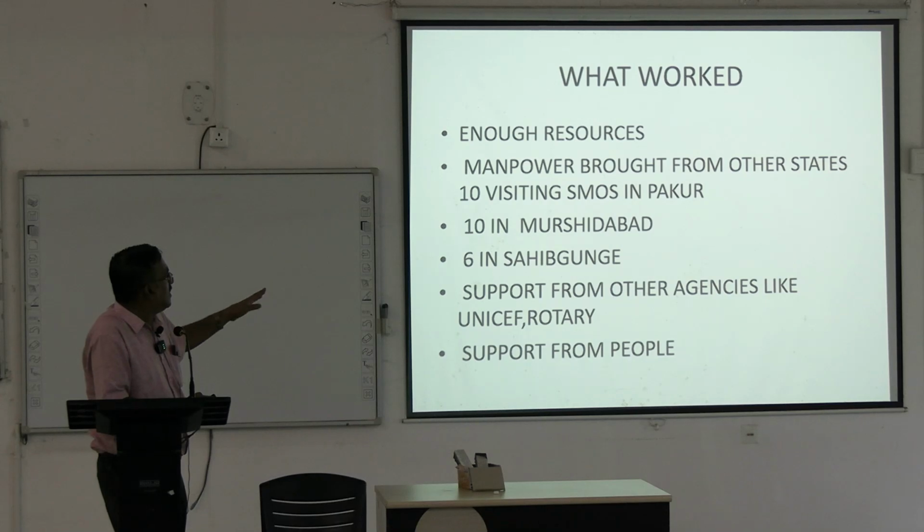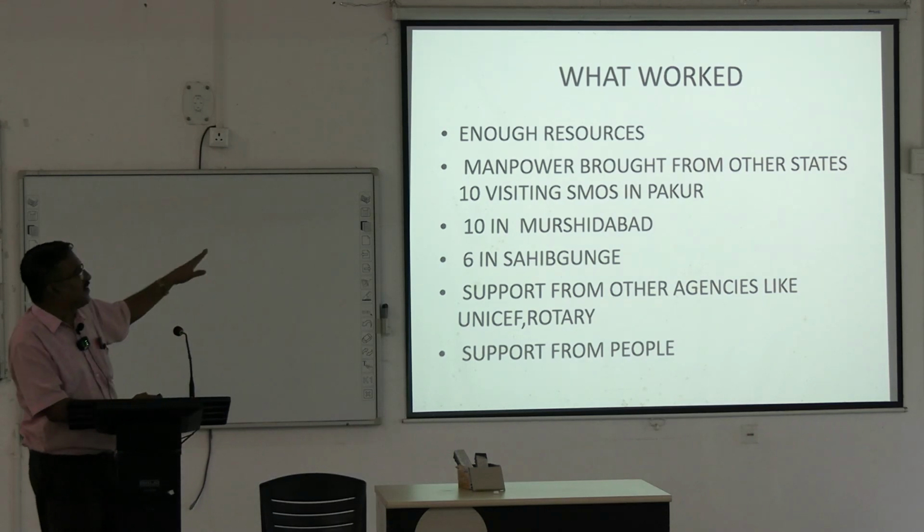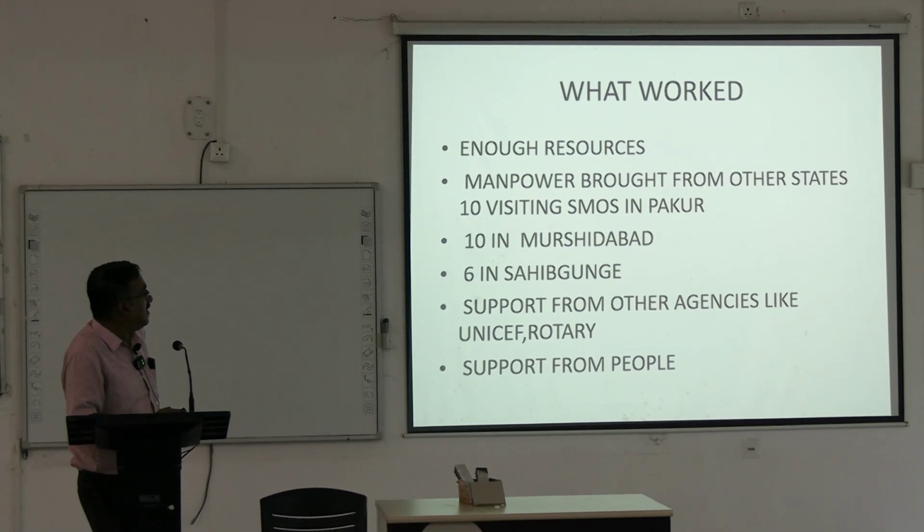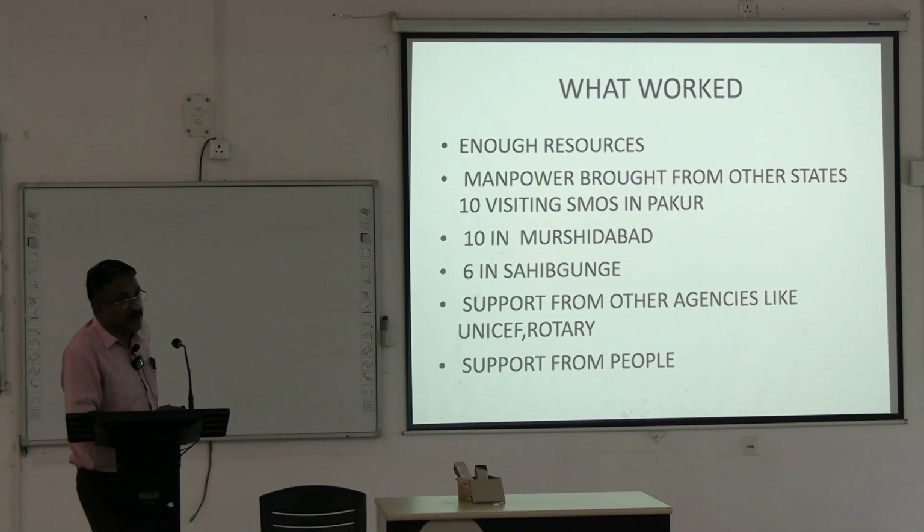Okay. So this is what worked. Enough resources. We had manpower brought from other states: 10 visiting SMOs in Pakur, 10 in Murshidabad, 6 in Sahibganj. And there was support from other agencies like UNICEF, Rotary, and there was support from people also. So this is what worked. We didn't know what to do, but it happened in such a short time. Between June and December, all this happened. But it really worked.